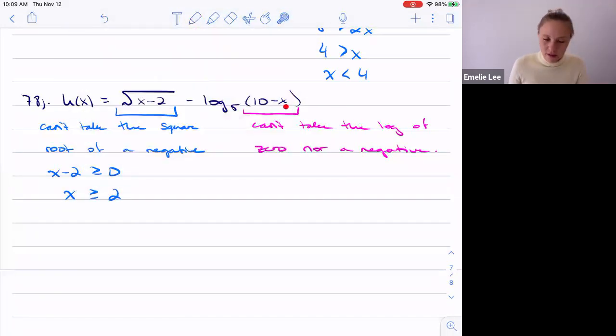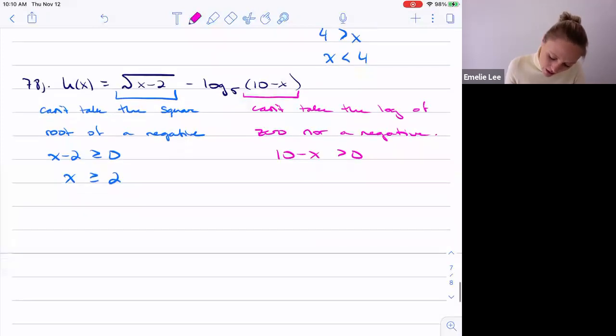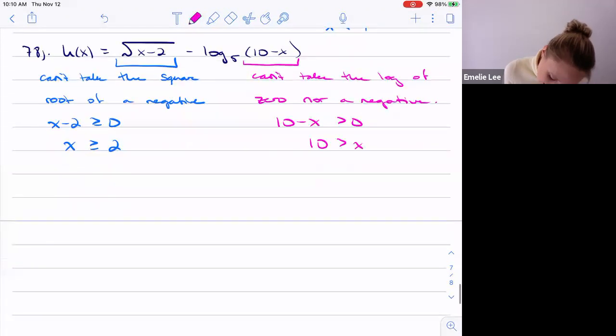How about over here? 10 minus x has to be greater than 0, so it cannot be equal to 0. Notice that it's easier to write it out symbolically than it is in words, or at least I find it is, to capture all the nuances here. 0 is not included, it has to be greater than 0. So if I'm solving 10 minus x greater than 0, I can add x to both sides, so I get 10 must be greater than x, and then I just revolving door it because I like to have x on the left. x is less than 10. Okay.